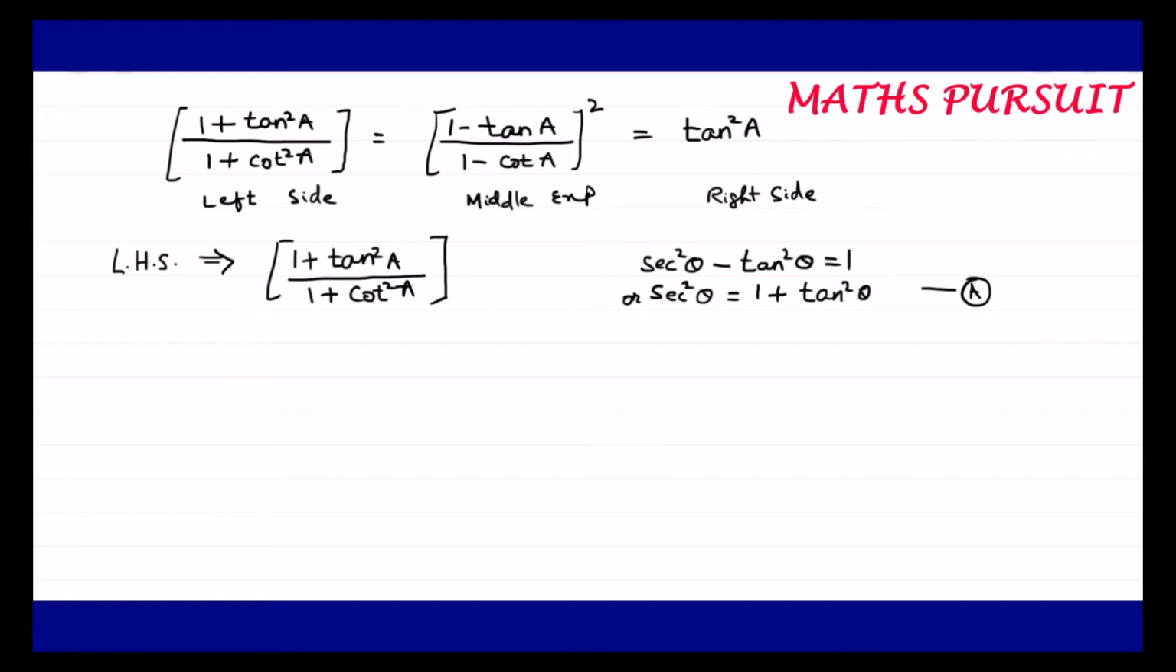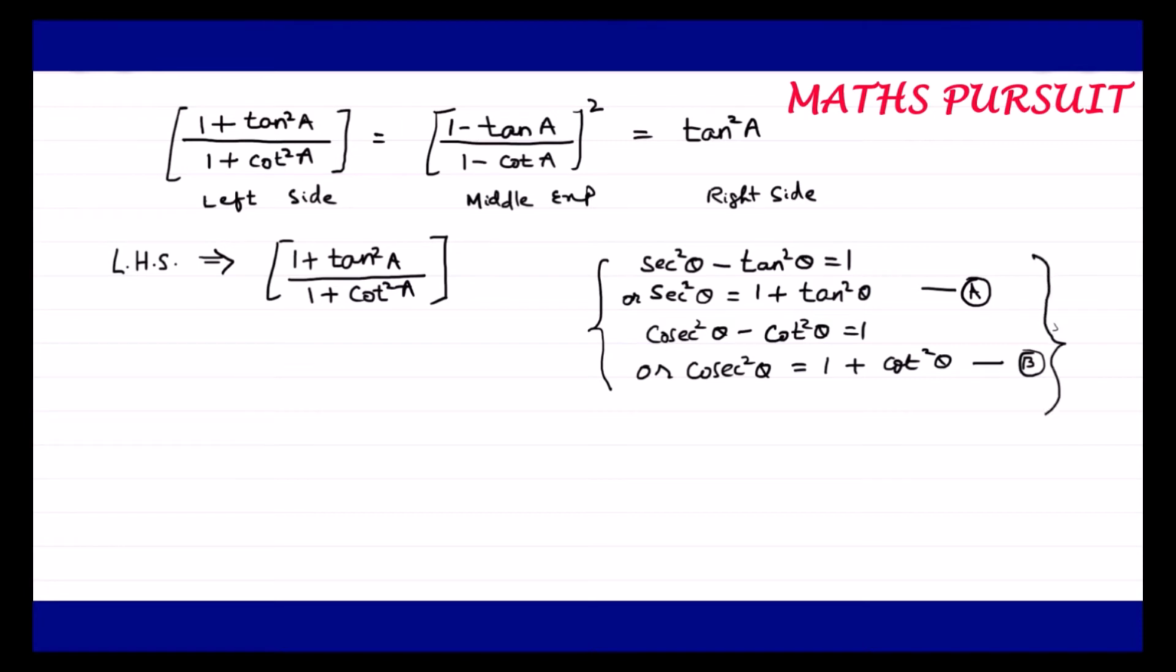So guys, if you look at the left side of the expression, what is being given here is 1 plus tan square A, and similarly 1 plus cot square A. Let us also extract what we know. We know that cosec square theta minus cot square theta is equal to 1, or cosec square theta is equal to 1 plus cot square theta. So we are going to take the help of these two expressions or identities that we derive from the important trigonometric identities.